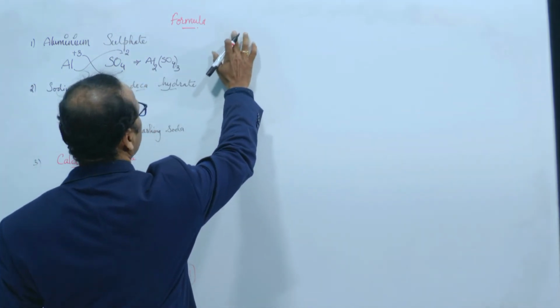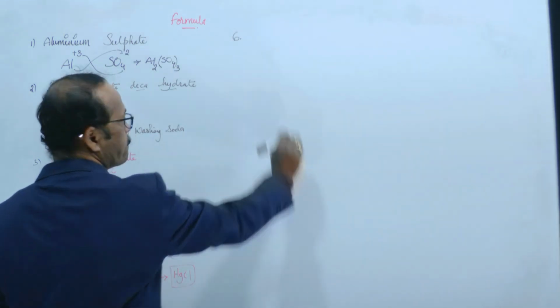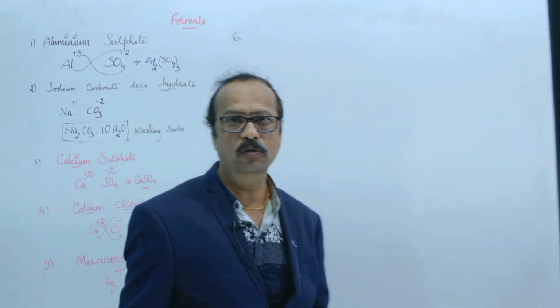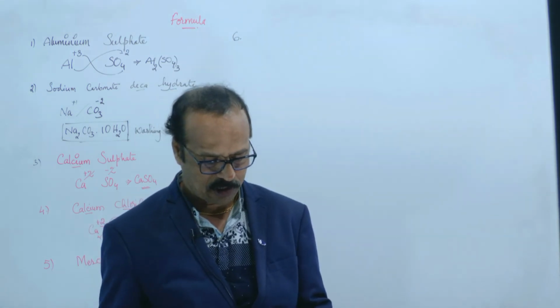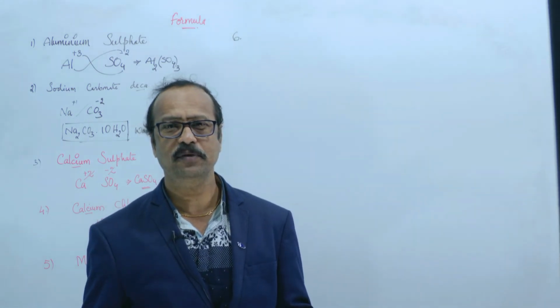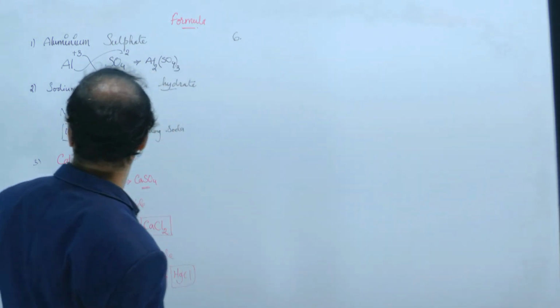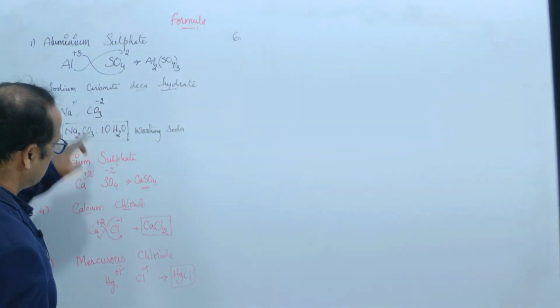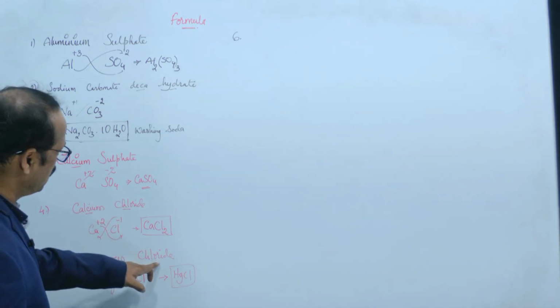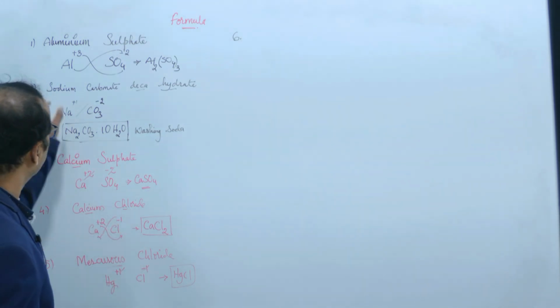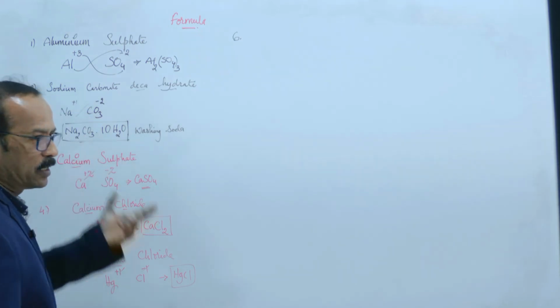Sorry, fifth is done. Sixth one. Come to the sixth one now. The sixth one is what NaCl is. Very simple here. Na represents sodium, already we discussed here. Cl represents chloride. So sodium, chloride. The answer is sodium chloride.